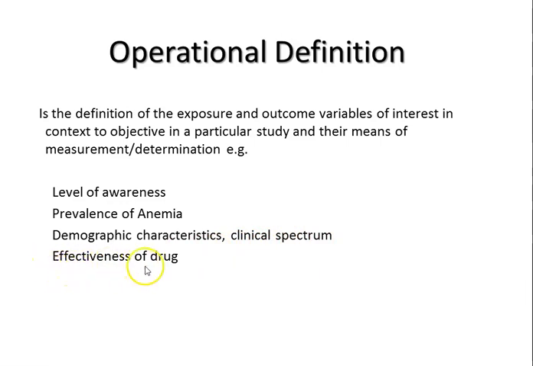Another variable is effectiveness of drug. It is a very commonly used variable, and here again I need to define how I will be measuring the drug effectiveness, what outcomes I will be recording in patients, and whether it is the reduction in complications, improvement in quality of life or health.